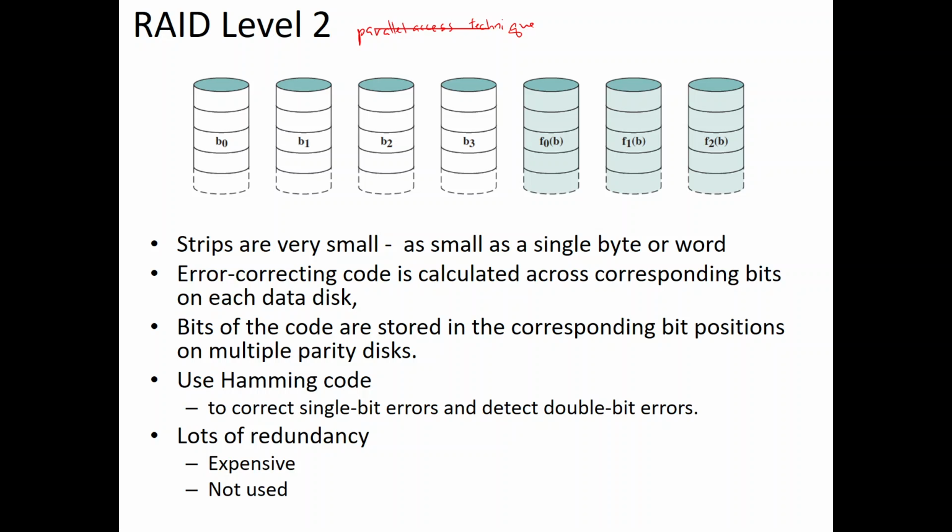So sama macam RAID level yang lain. So data striping is used. Cuma in this case, the strips are very small, as small as a single byte or word. Okay. So with RAID 2, an error correcting code is calculated across corresponding bits on each data disk. So and then the bits of the code, kita punya parity bit tu lah ataupun error correcting code tu, are stored in the corresponding bit position on multiple parity disks.